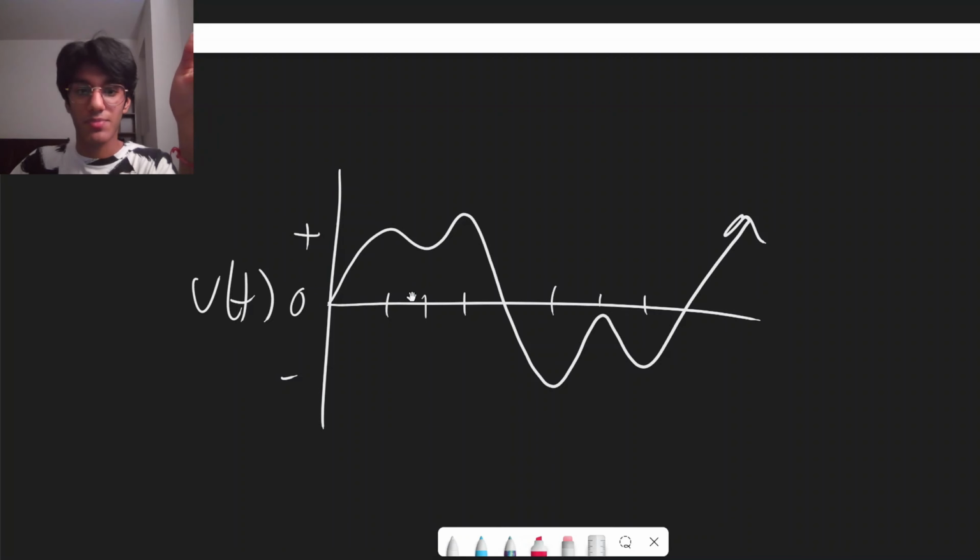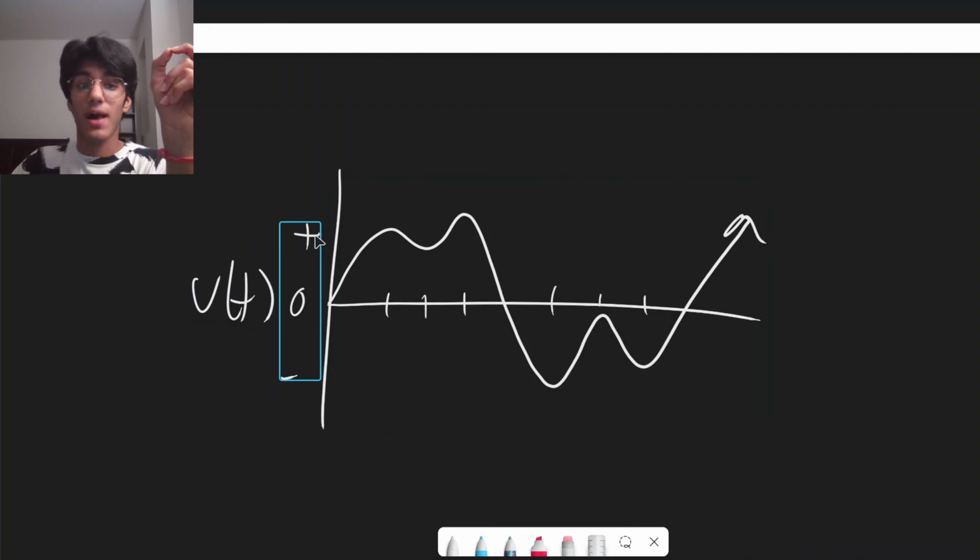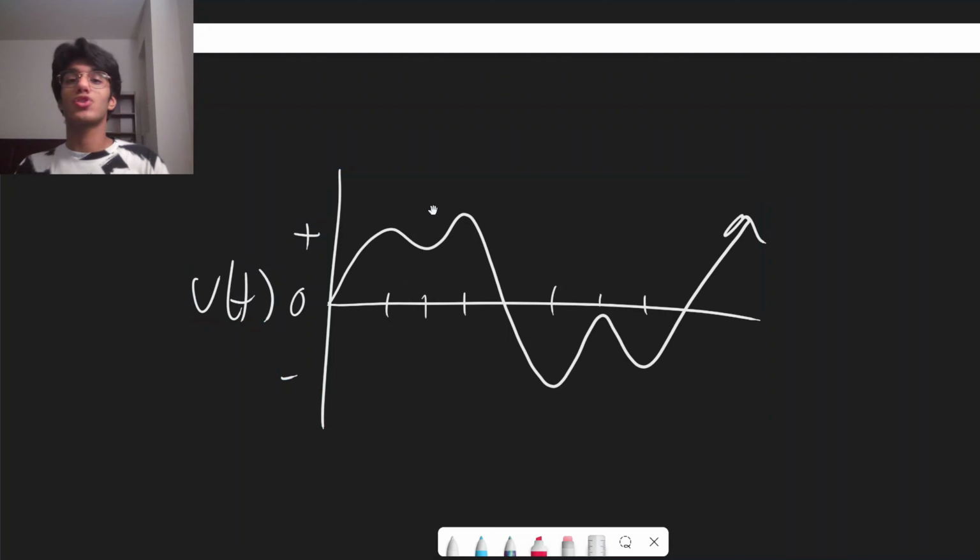Take a look from this point here to this point. The acceleration is negative because it has a downward slope. But its velocity is positive. It's still in this up region. It's above the x-axis, so it's still positive. Therefore, the object is slowing down.